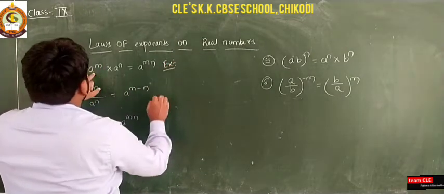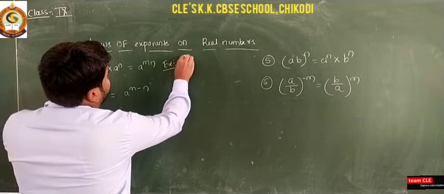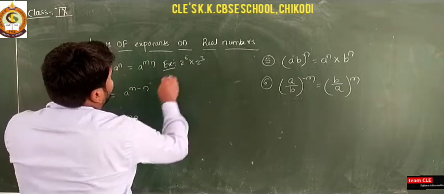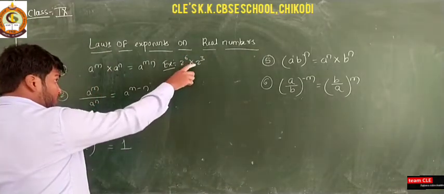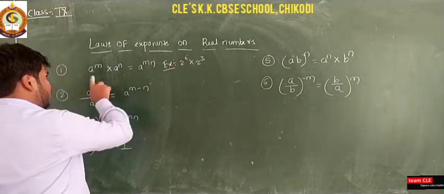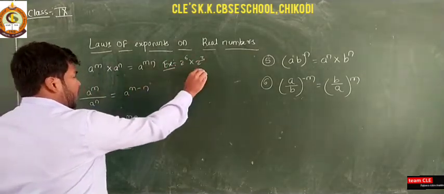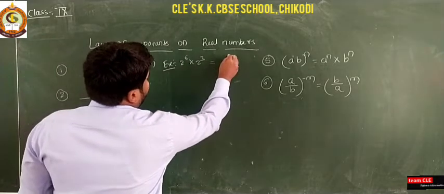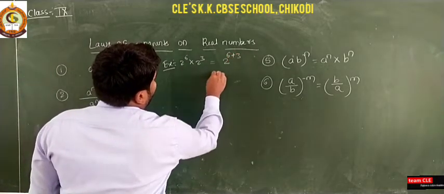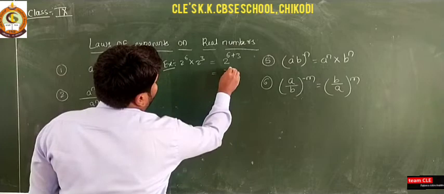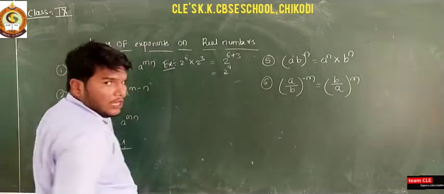Example: 2 raised to 6 into 2 raised to 3. Here a is 2, m is 6 and n is 3, so that is 2 raised to 6 plus 3, which is 2 raised to 9.